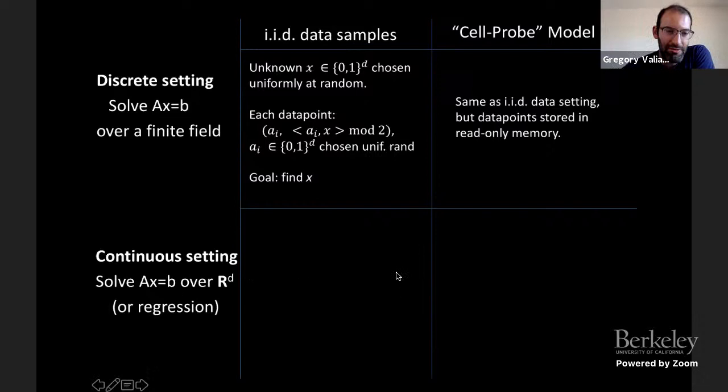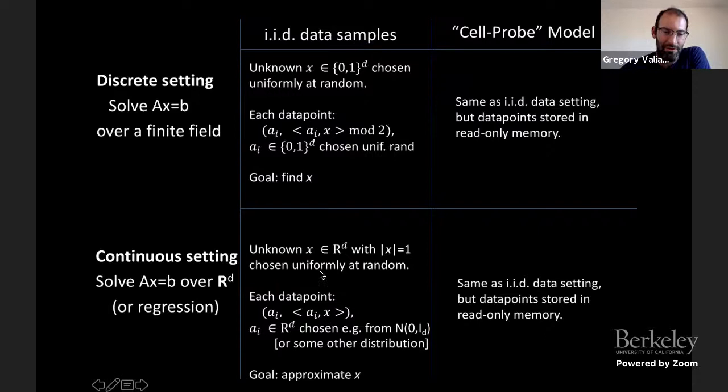So in the continuous setting, the analogous problem is as follows. We're given, or the universe has picked, some unit vector in R^d, chosen uniformly at random from the sphere. Each data point is a random unit vector together with its inner product with the secret vector x. And here the goal is to find x or to approximate x. Say we want to return a vector whose inner product with x is at least 1 minus epsilon.